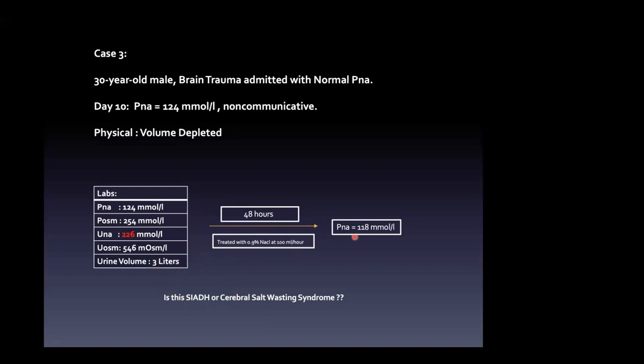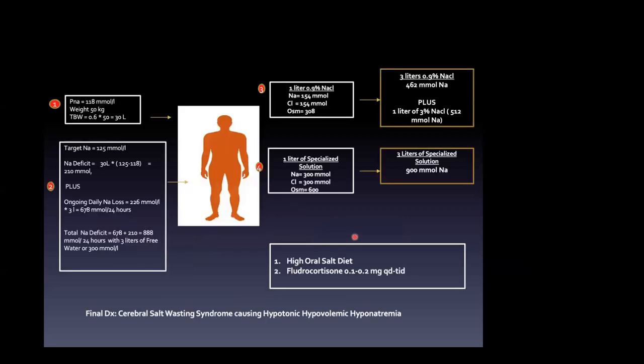You know that in SIADH, when you give these patients normal saline, they will get rid of the sodium in the urine and the ADH will reabsorb water. So they get more severe hyponatremia. But it can also happen in cerebral salt wasting. But nevertheless, let me show you how you treat my diagnosis. Once this happened, and once I examined the patient, I moved towards cerebral salt wasting, and I decided to treat this patient as a cerebral salt wasting syndrome.